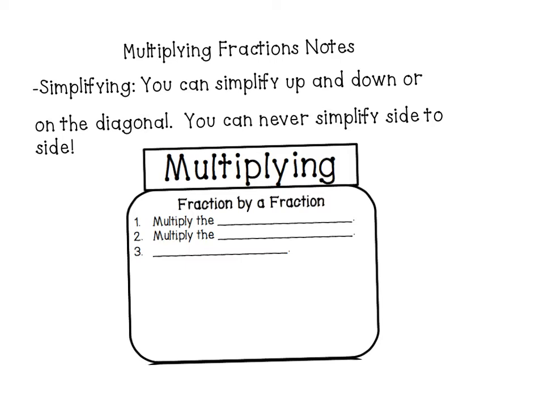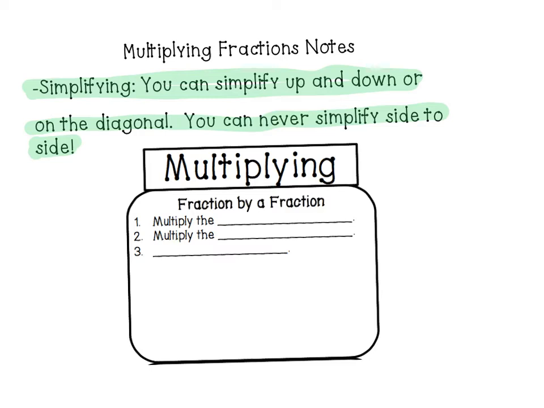So the first thing I want you to do is find a spot on your paper. Hopefully you've got a little bit of space on your page and you can look at the example in the notebook I left where you can write this down, just a little bit of space to write down about simplifying. If you don't have space, put it on the next page or off to the side, but fit it in there somewhere. You want to write down these 2 sentences about simplifying. You can simplify up and down or on the diagonal, but you can never simplify side to side, and I'm going to explain that in a second. So pause the video, get that copied down, and then press play when you're ready to move on.